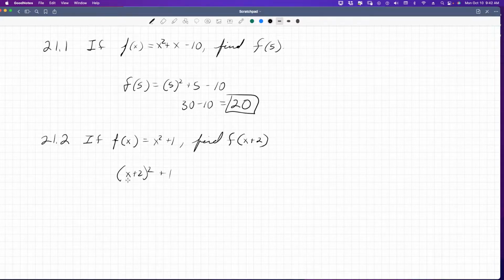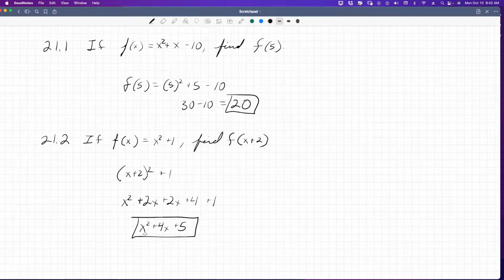When we square this, we find that x times x is x squared, and then we have a 2x plus 2x plus 4 plus 1. Then we combine all of this together and we find that x squared plus 4x plus 5 is the value of this function. Easy peasy. Now let's go a bit harder.